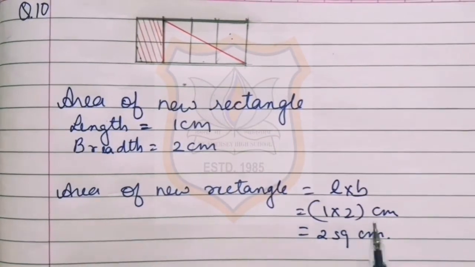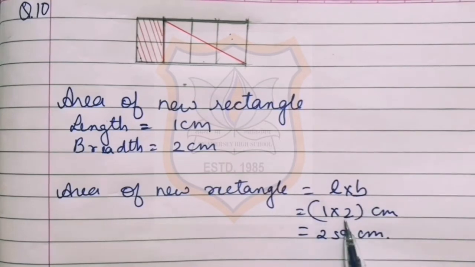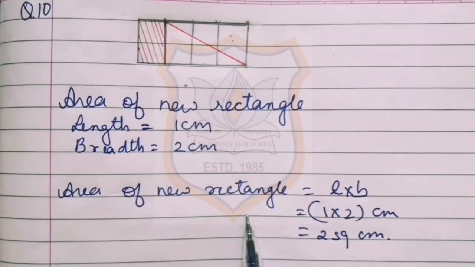Area of new rectangle is equal to length multiplied by breadth. Length is 1 and breadth is 2 centimeter. By multiplying 1 and 2, we get 2 square centimeter as the area of the new rectangle.